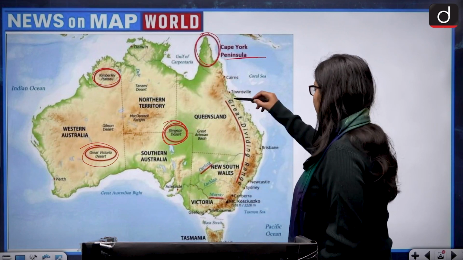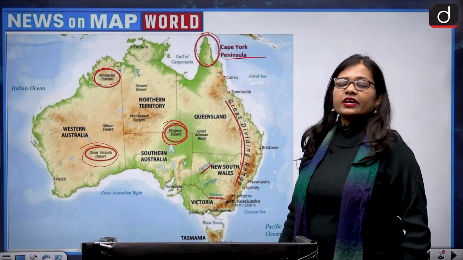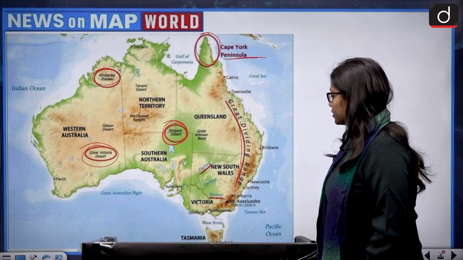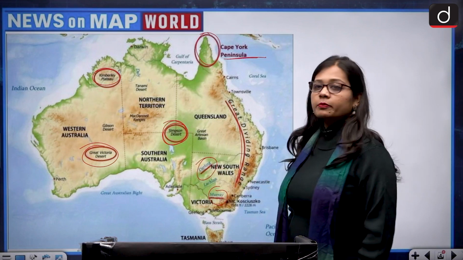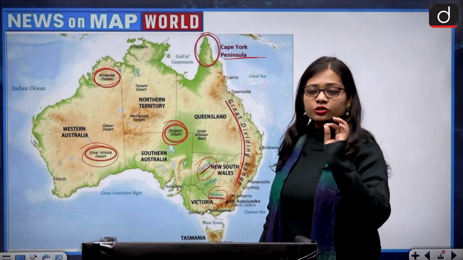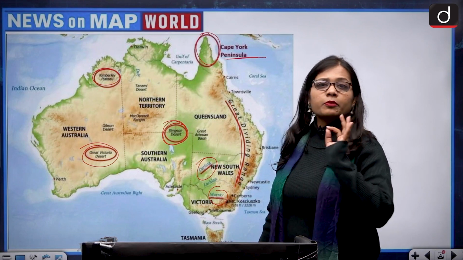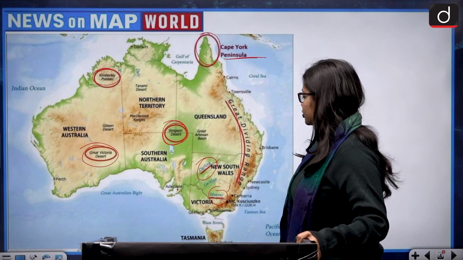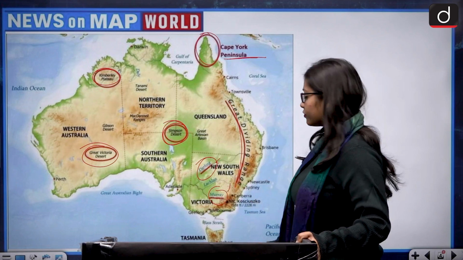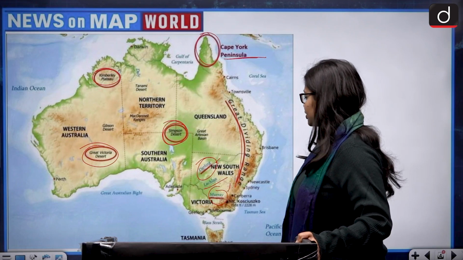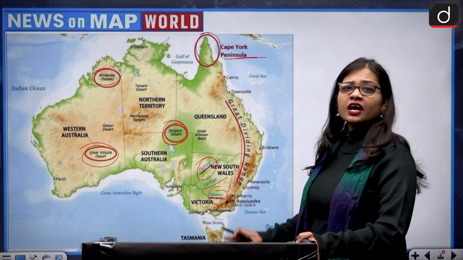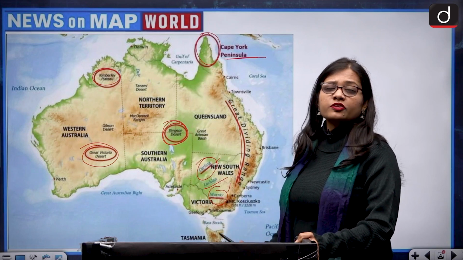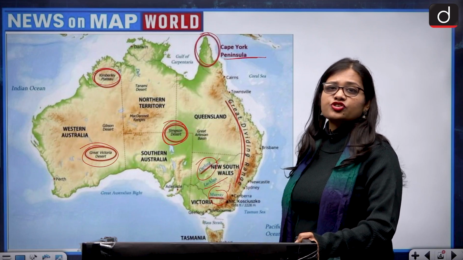Then comes the Great Dividing Range, which is situated in eastern Australia. Then comes the Murray-Darling River Basin. If we talk about the major river basins of Australia, one of them is the Murray-Darling River Basin, and another river is the Lachlan River. These 3 are among the major rivers of Australia, and they are also very important with respect to agricultural practices in Australia.